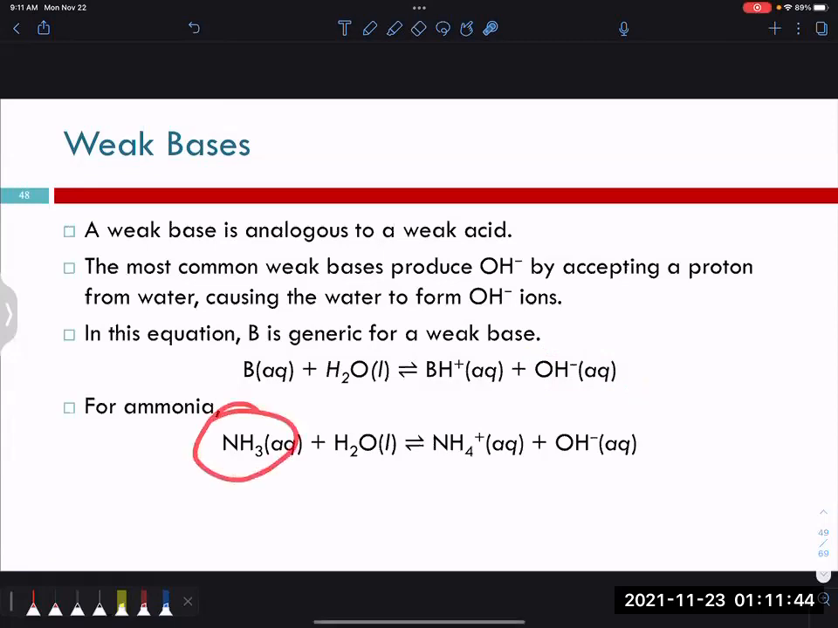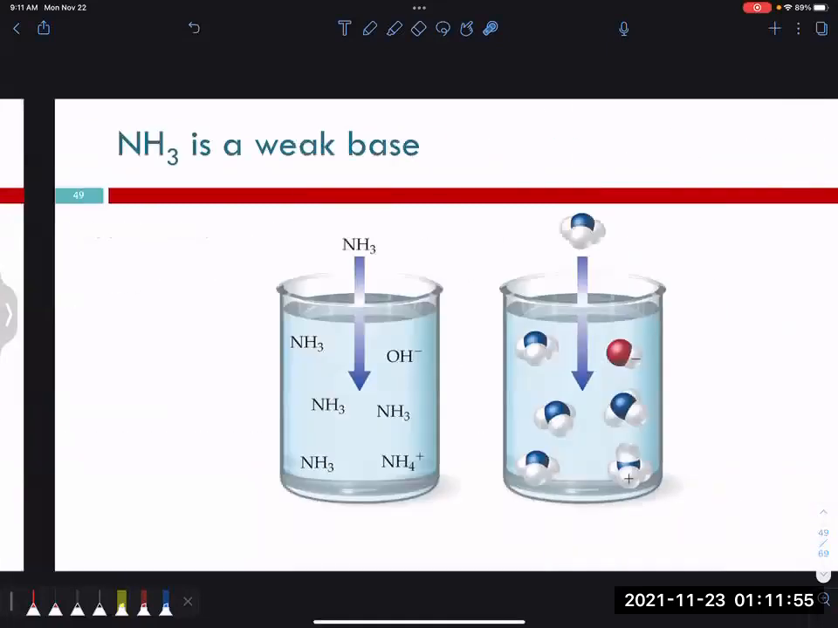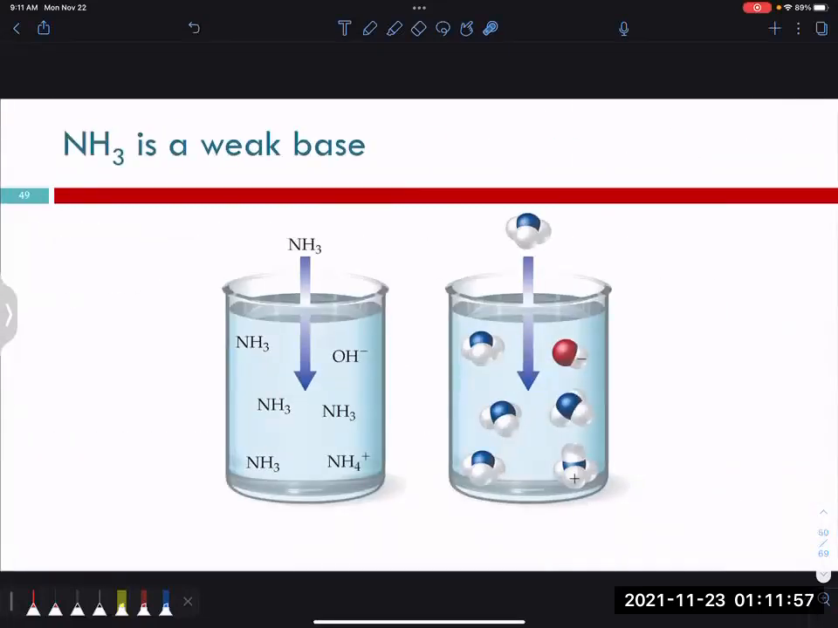Ammonia is the one that we looked at earlier as well. It accepts a proton from water to become NH4 from NH3, and then we get our base. So we add this into a solution, one of these protonates to give us one hydroxide.